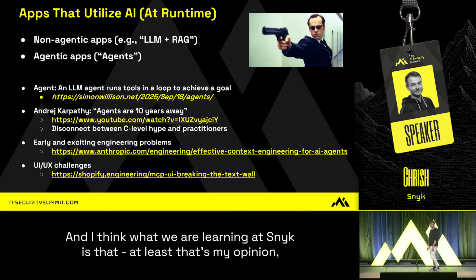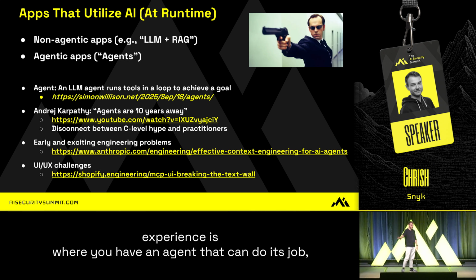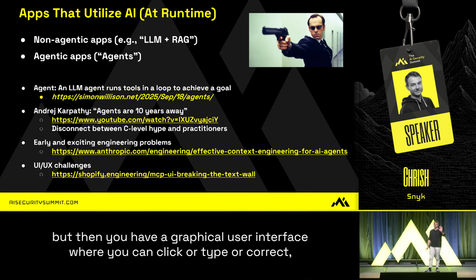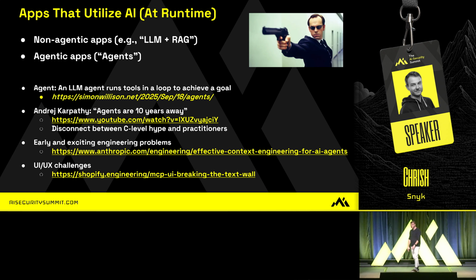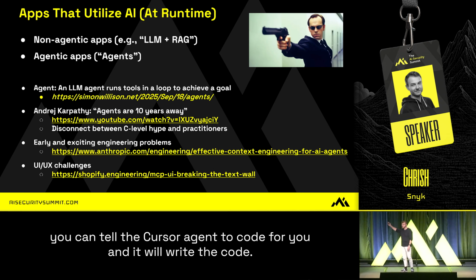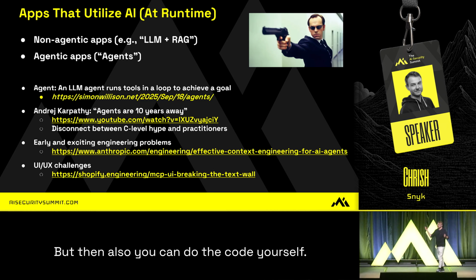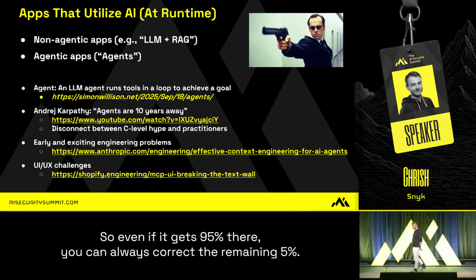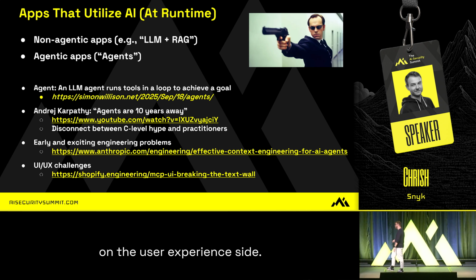I think what we are learning at Snyk, at least that's my opinion, and this is evolving, is that the best user experience is where you have an agent that can do its job, but then you have a graphical user interface where you can click or type or correct, and whatever the agent can achieve, you can also achieve with that interface. Cursor is a perfect example of that, because you can tell the Cursor agent to code for you, and it will write the code. But you can also do the code yourself. So even if it gets it 95% there, you can always correct the remaining 5%. That's an interesting challenge on the user experience side.